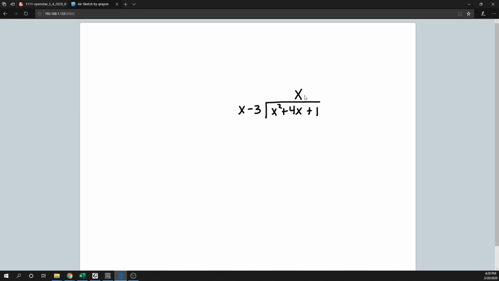All right, the next step is the multiplication step. What you would do is multiply this x times this polynomial, and you're really distributing there. So x times x will be x squared. x times minus 3 will be minus 3x, like so. So that is the multiplication step.